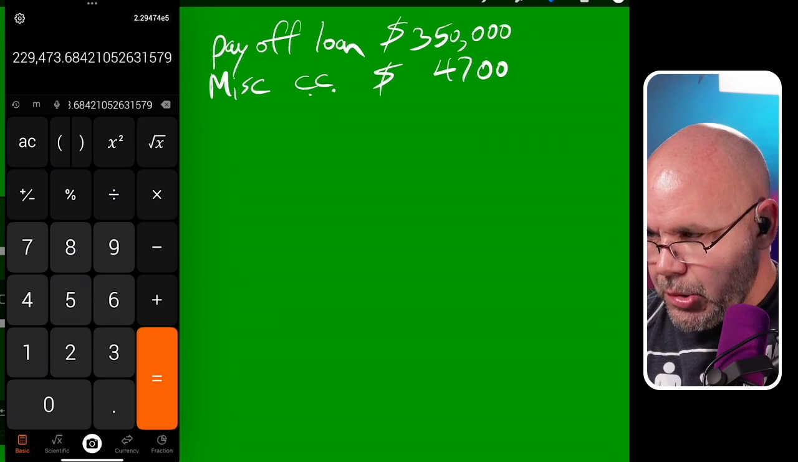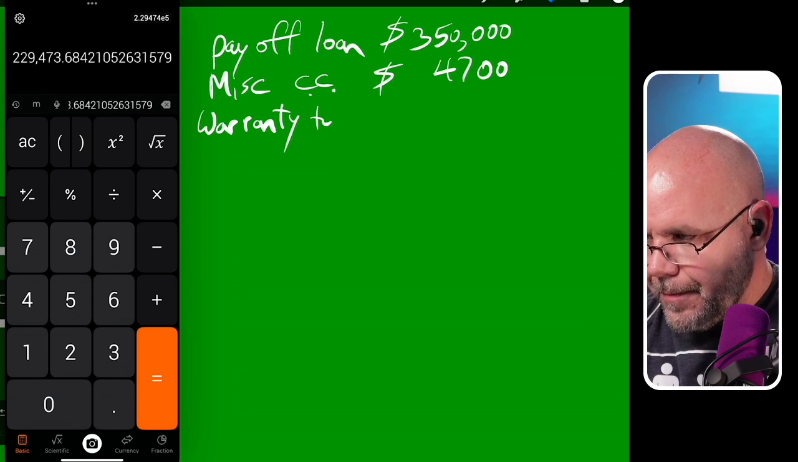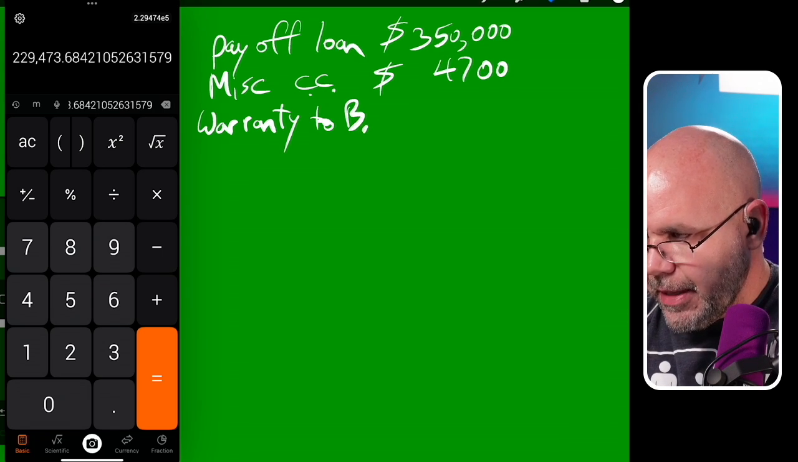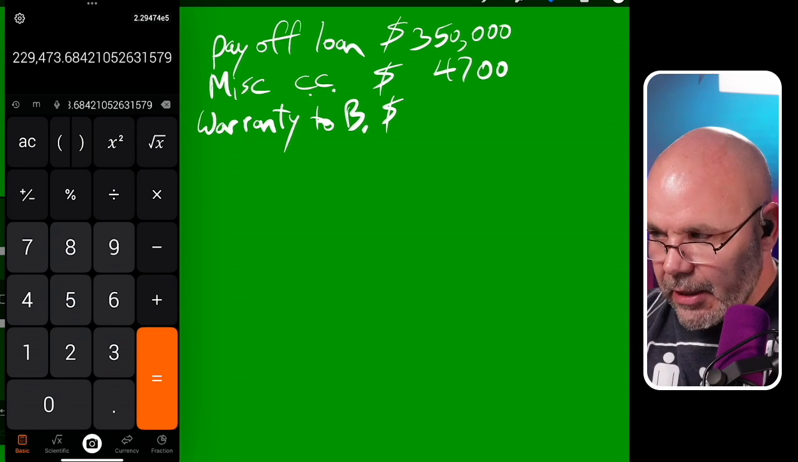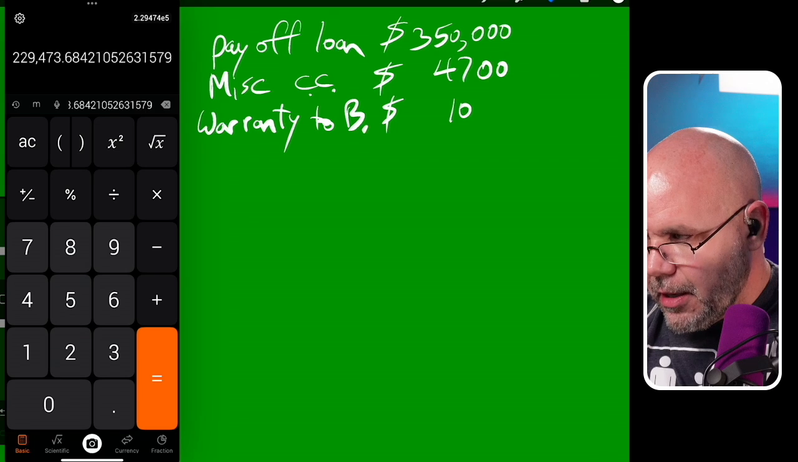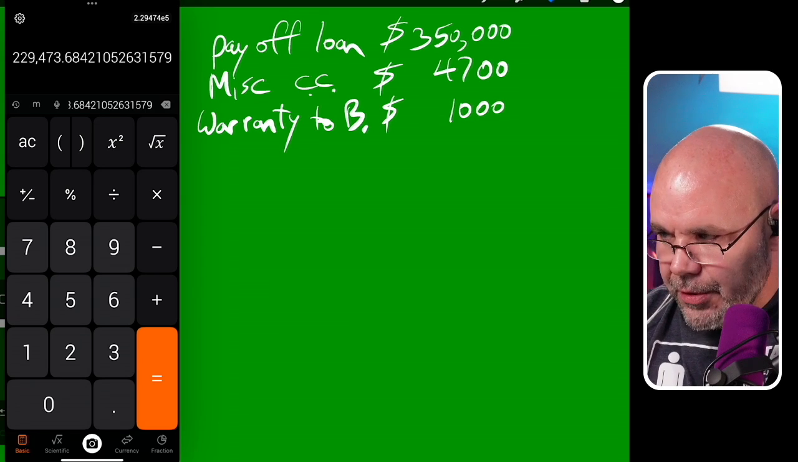And let's just add another thing to the mix. They're going to provide a warranty to the buyer just to sweeten the deal, make that buyer happy. Back when it was a buyer's market, we did this a lot. Sellers paid for a buyer's warranty all the time. Let's say that warranty cost $1,000.